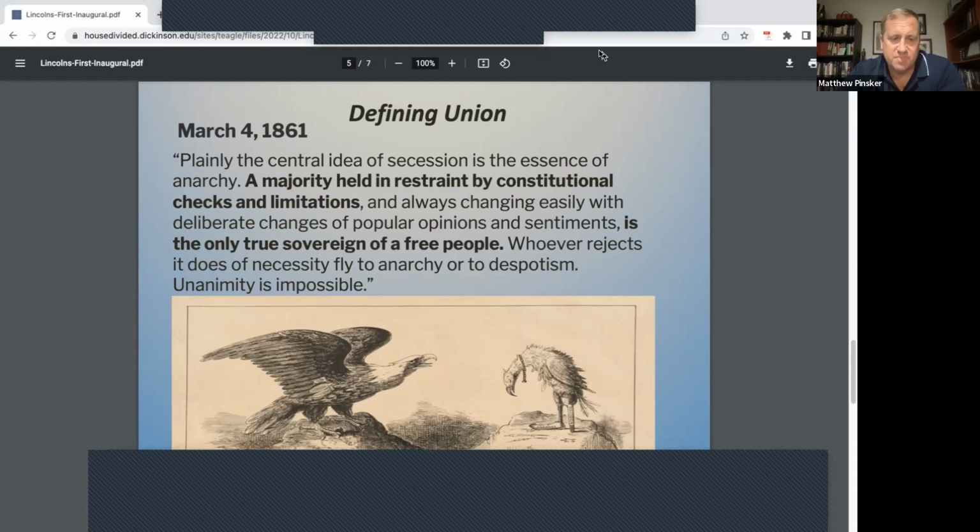Unanimity is impossible. Now, the way I teach this is I ask people, clearly, Lincoln is trying to save the Union when he becomes president. But what does union mean to him? How would he define union? And usually, almost always, the answer I get first is it's the union of states. But then I point out that's the Confederate view. That's the John C. Calhoun compact view. It's a compact of states.